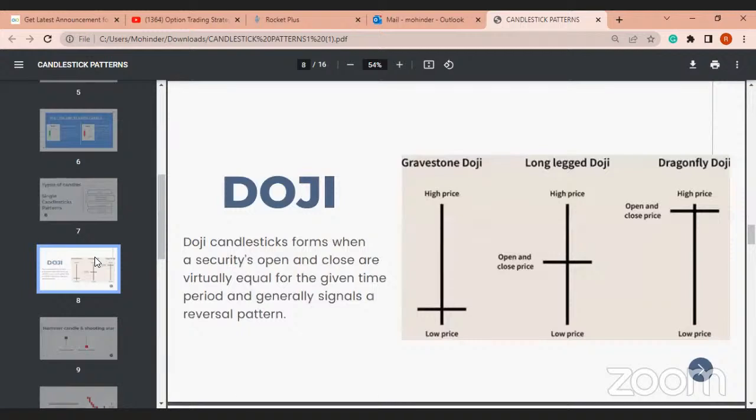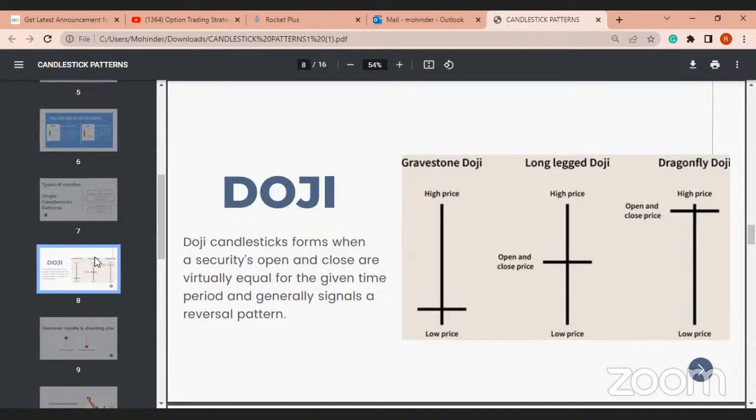A Doji candlestick forms when a security's open and close are virtually equal for the given time period, and it generally signals a reversal pattern. Obviously, it might be a bit confusing, so I'll put it in simple terms. Imagine the stock opens at 400. It moves through a lot of range, and it closes at 401. The difference between the open and close is just 1 rupee. It might have gone through a lot of range, but what we consider here is the open and close price.